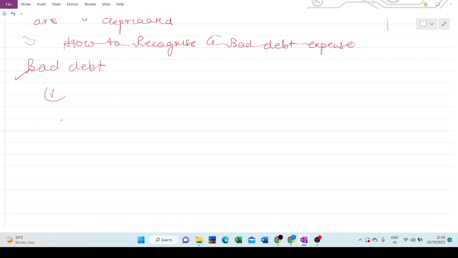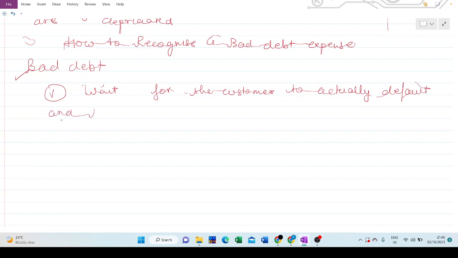Now, there are two ways to recognize this bad debt expense. There are two ways. The first way is to wait for the customer to actually default and then recognize a bad debt.